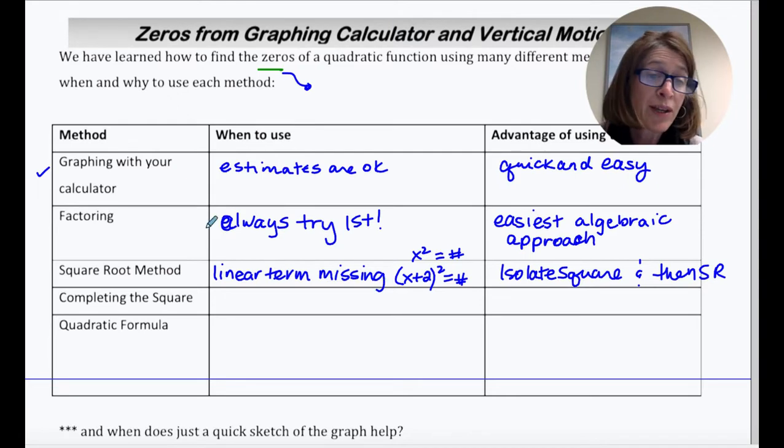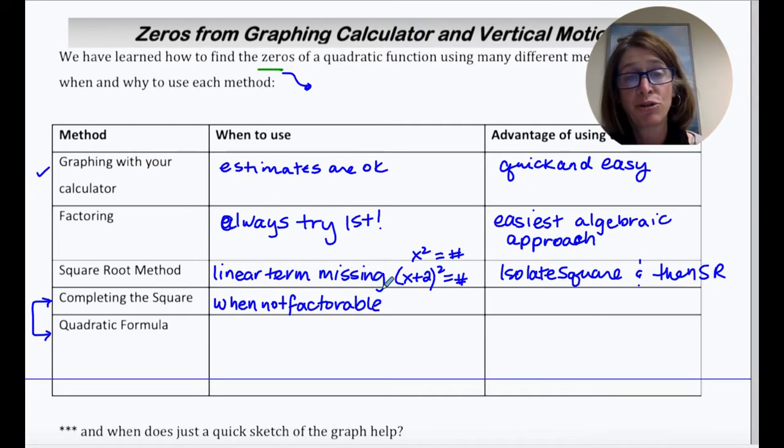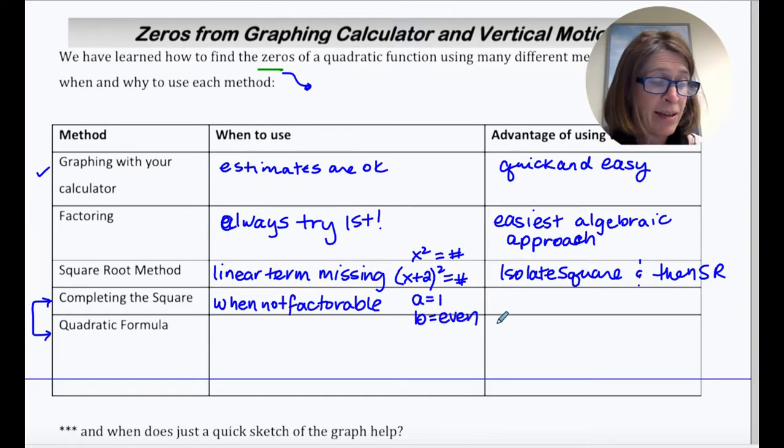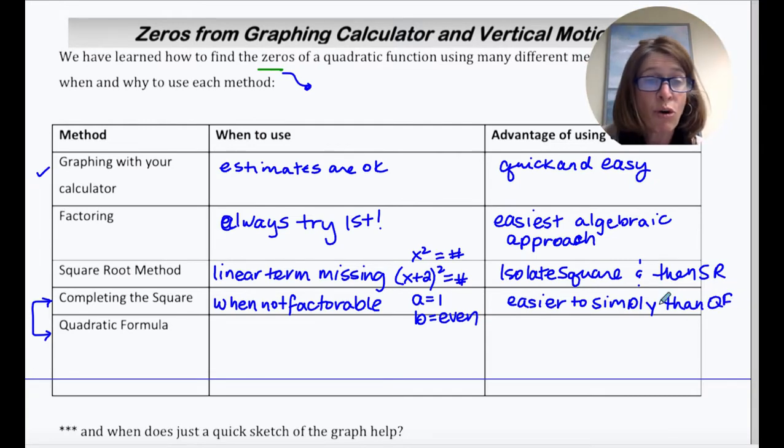Completing the square and the quadratic formula we're going to use when it's not factorable. But I will say that I'm only going to complete the square if two things are true: if a is equal to 1 and if b is even. The reason I like completing the square is because it's easier to simplify than the quadratic formula. But some kids don't like completing the square. I'm okay with anything. I just want you to have lots of options for solving a quadratic equation.